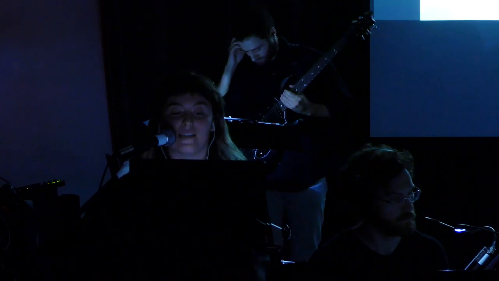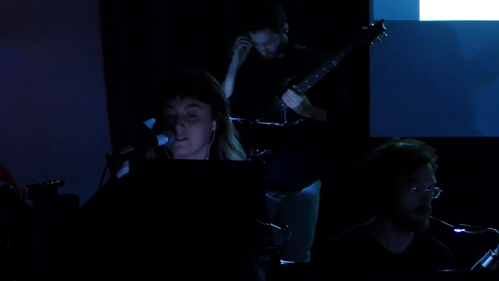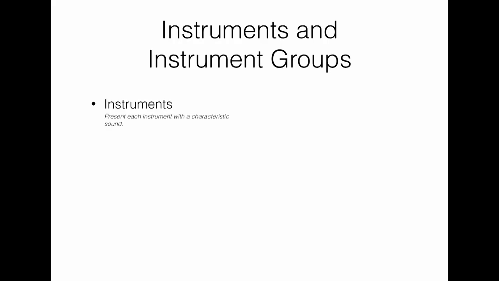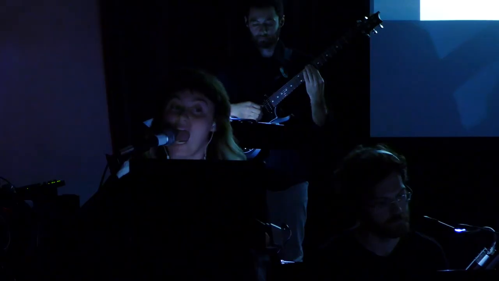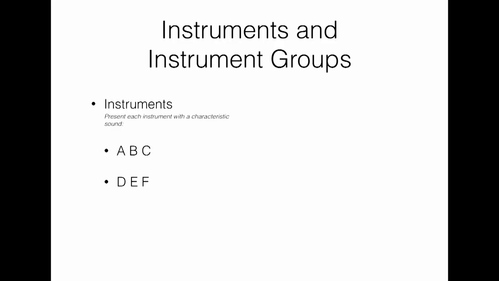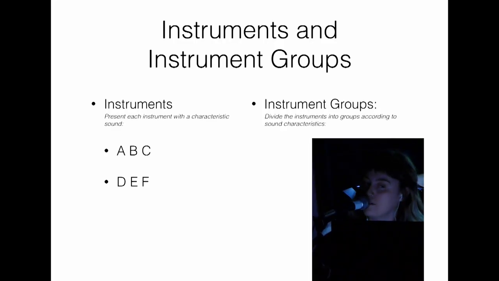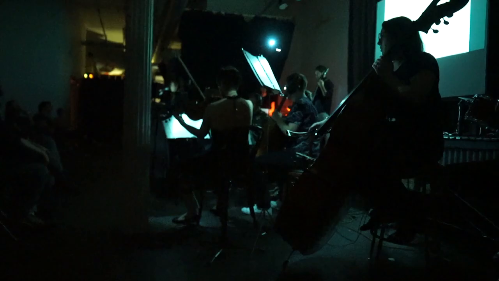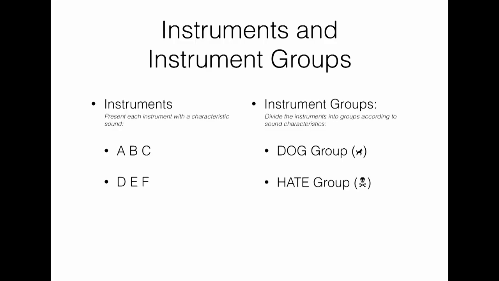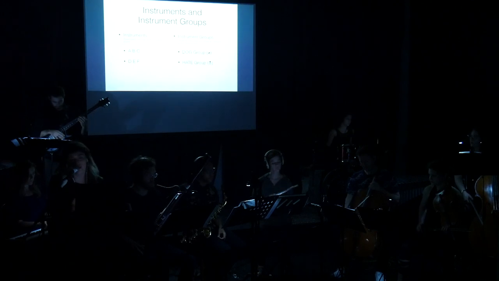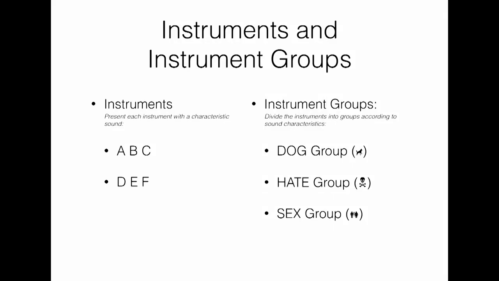Before we begin with the piece, I want to introduce the instruments in the ensemble. A, B, C, D, E, F. And the instrument groups are the dog group, the hate group, and the sex group.